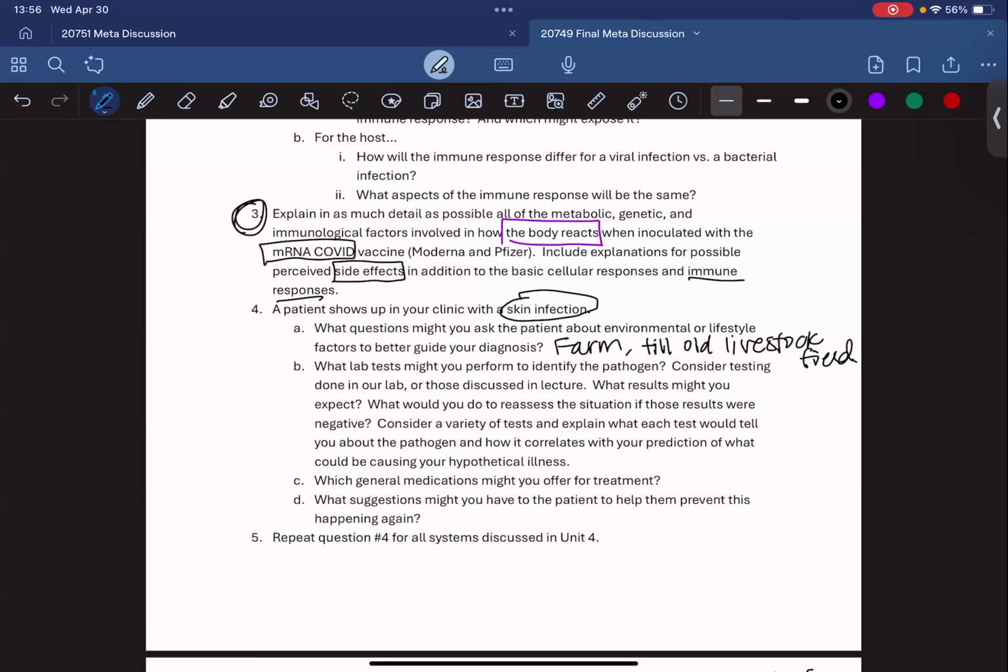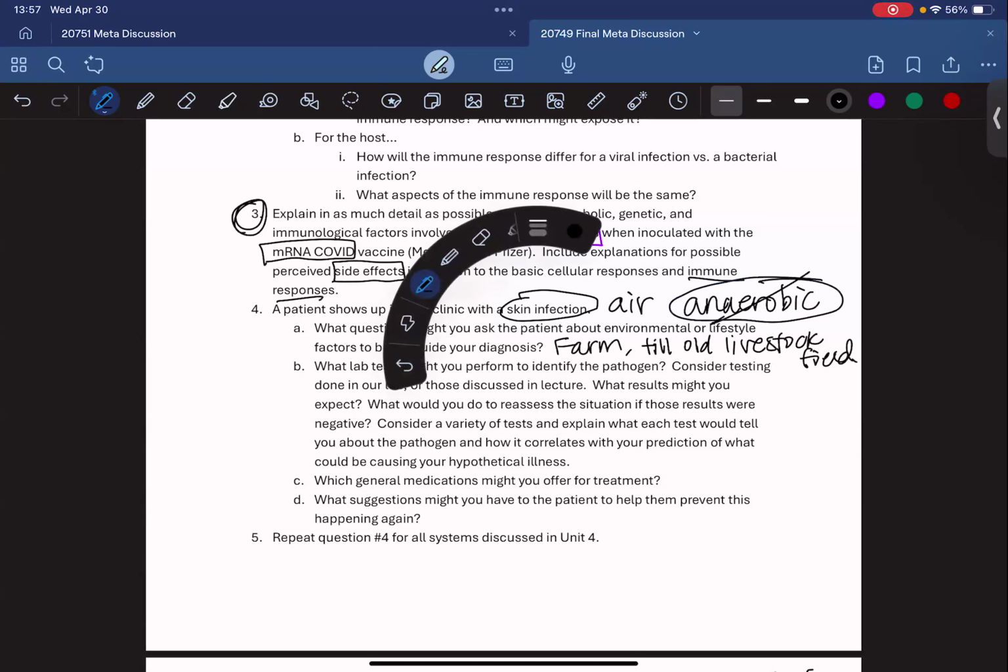All right, so we are also taking a look at our skin lesion. We would also be able to get more information from that. Moving forward, if they got this from an old livestock field, I would be concerned about bacteria that form endospores. In particular, because this is a skin infection and is exposed to the air, I'm not concerned about anaerobic species. It's not going to be anaerobic because it's on the skin. It's exposed to the air.